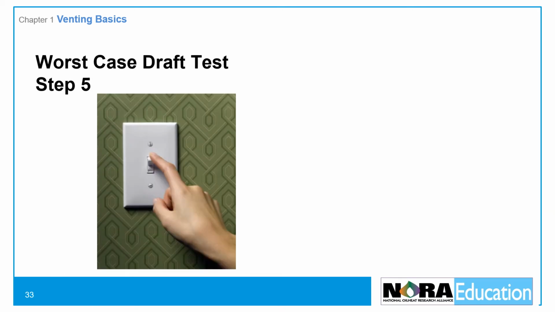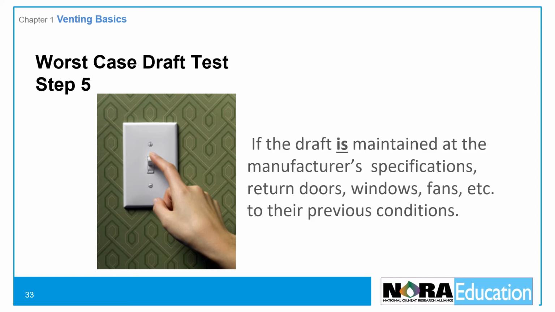Step 5. If the draft is maintained at the manufacturer's recommended level, return doors, windows, exhaust fans, fireplace dampers, and appliances to their previous conditions of use.